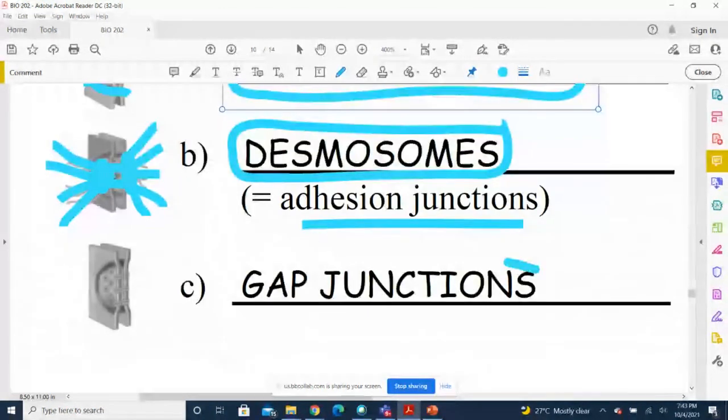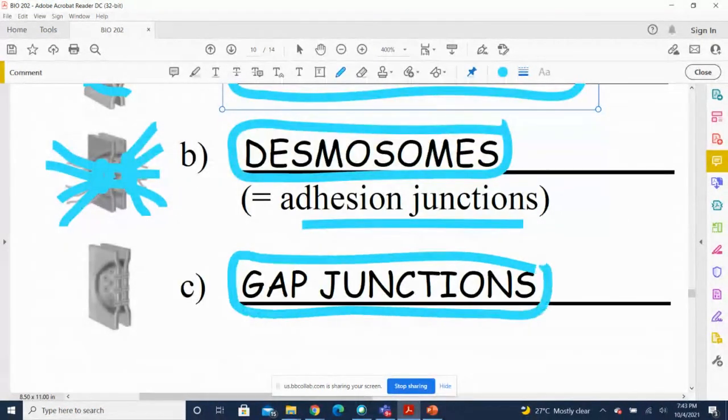And the final one that I had here were gap junctions. They're like these channels that go through the entire space on both sides of the two cells. So it's an easy way for passing materials from one cell to another. So these were our gap junctions. So that's everything from chapter 4.